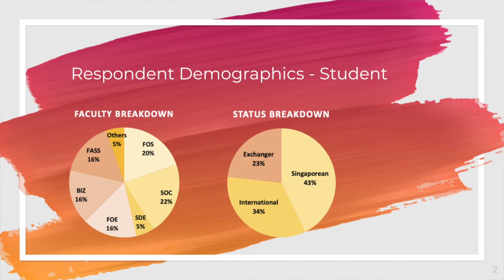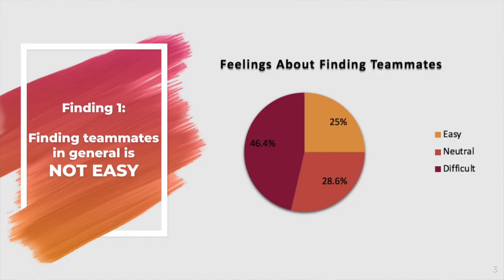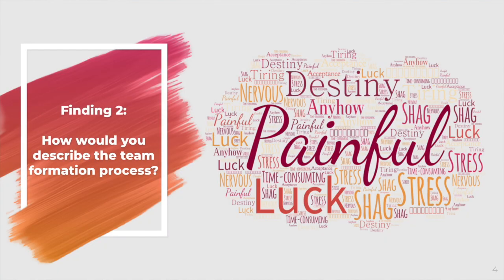During our pre-prototyping survey, we interviewed a total of 56 NUS students from various backgrounds. According to our survey, 75% of the students rated the difficulty of finding teammates as average and above. Painful, stress, destiny, luck. This is what we got from them when asked to describe their team forming process.